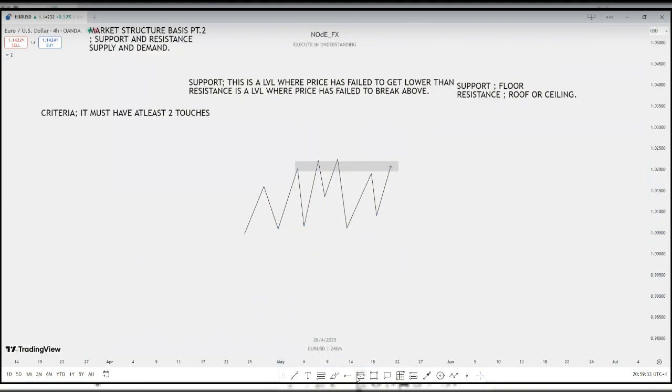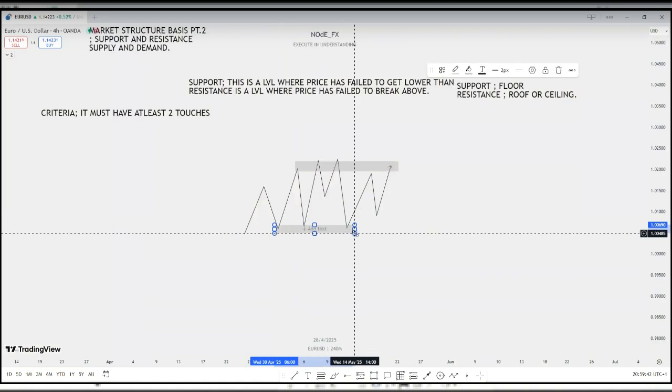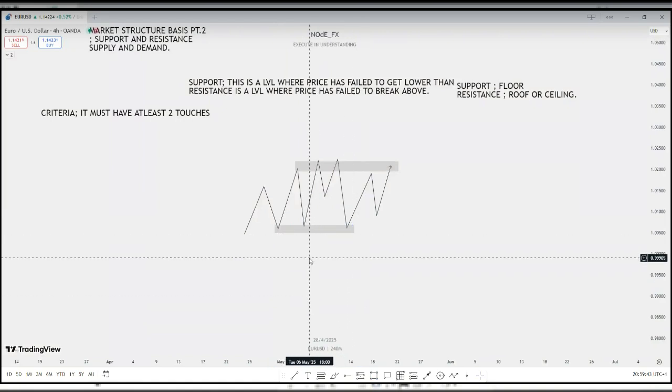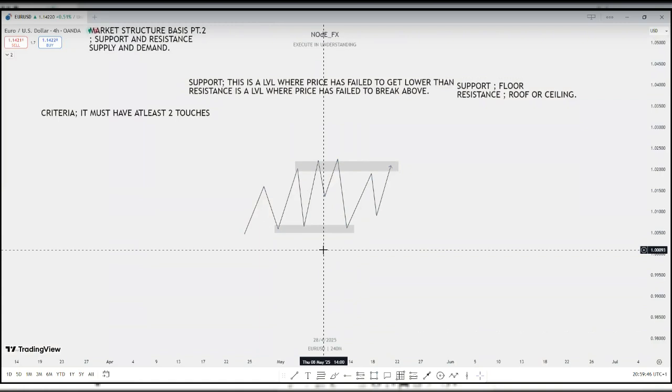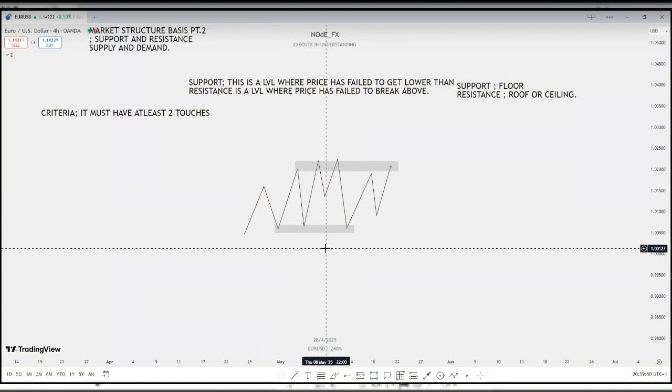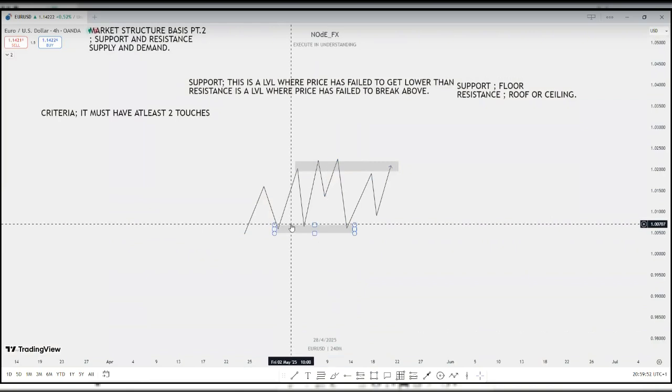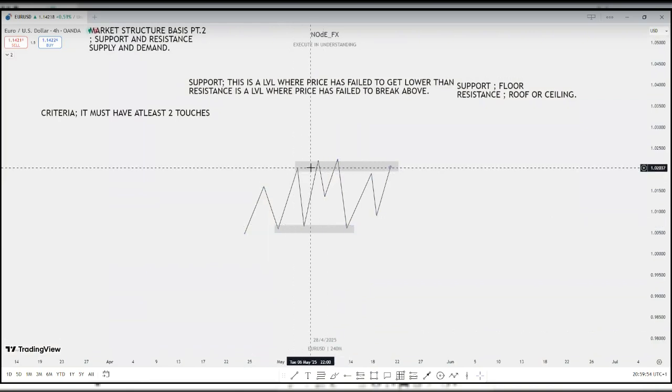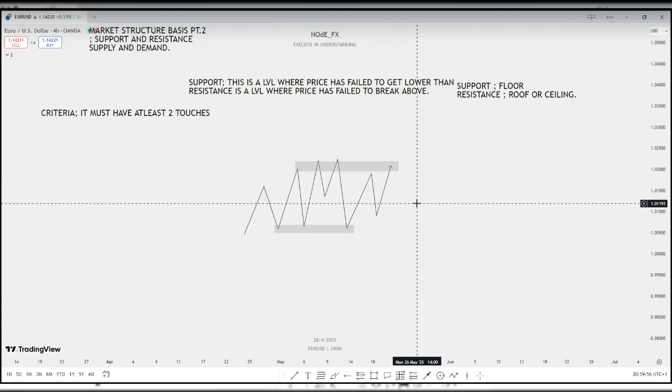Now, our support. Remember, sorry, if I say supply, I mean support. The support is here, where price has failed to break through, which is to go lower. When price has failed to go lower, that is what we call our support.